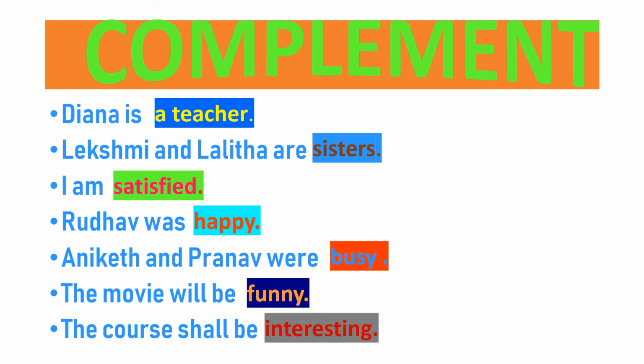It shall be interesting. Look, when we added some words to these sentences, these sentences got a sense of completion. So the words that we added to these sentences, in order to give them meaning, those words are called a complement. I hope you understood.